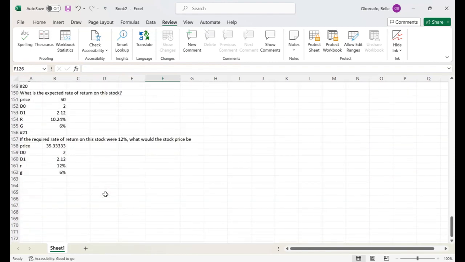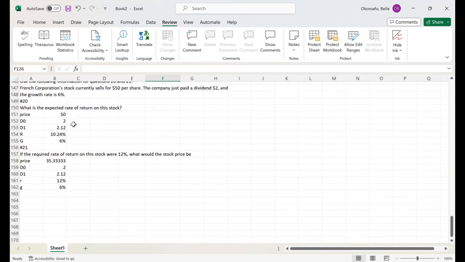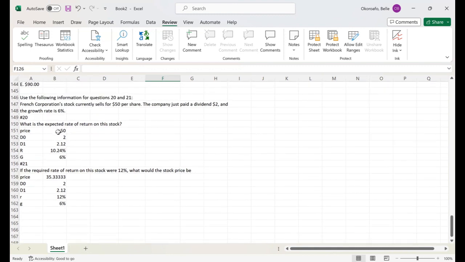And then for 20, what is the expected rate of return for this stock? So we have $50 per share, and then our D0, or our dividend, is 2 as stated in the problem. We will calculate this, and then our growth rate is 6%.